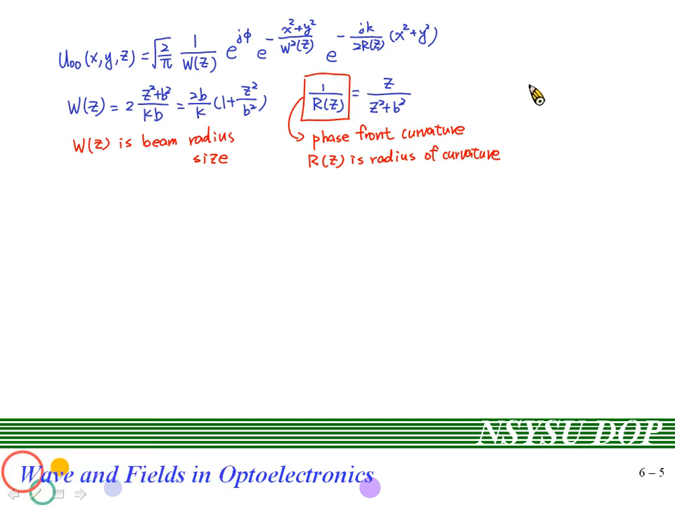Another one is tangent alpha. The alpha here is defined as tangent alpha is Z over b. Okay, so this one is the solution of the paraxial wave equation, and you can see it is a Gaussian function with the beam radius capital W of Z, and this Gaussian function has a curved phase front. The radius of the curvature is capital R of Z.